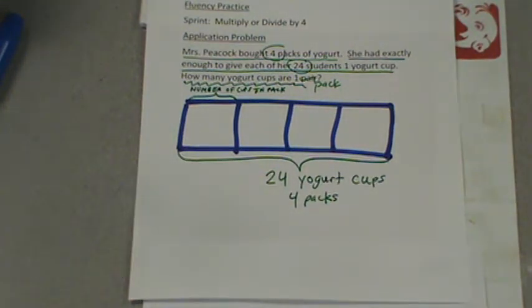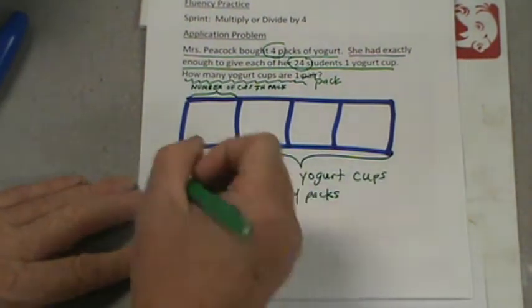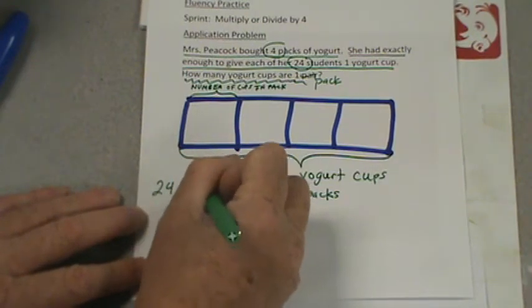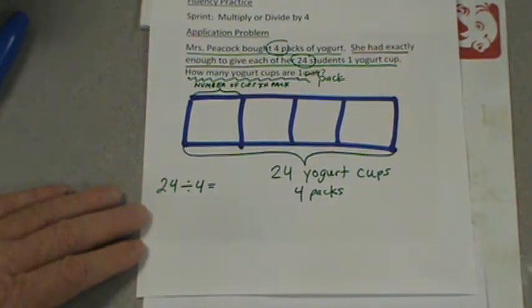So how can we figure this out? We could definitely do division. We could do 24 divided by 4, right? Correct? Because we have 24 yogurt cups in 4 packs. So our math sentence will look like this: 24 divided by 4. What will that equal? Well, we could just take a look at this. We want to do it physically.